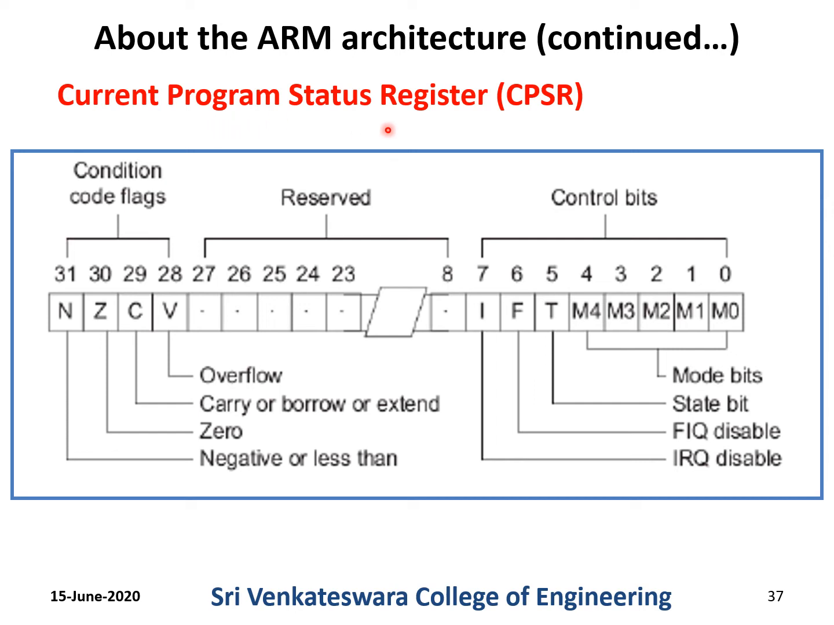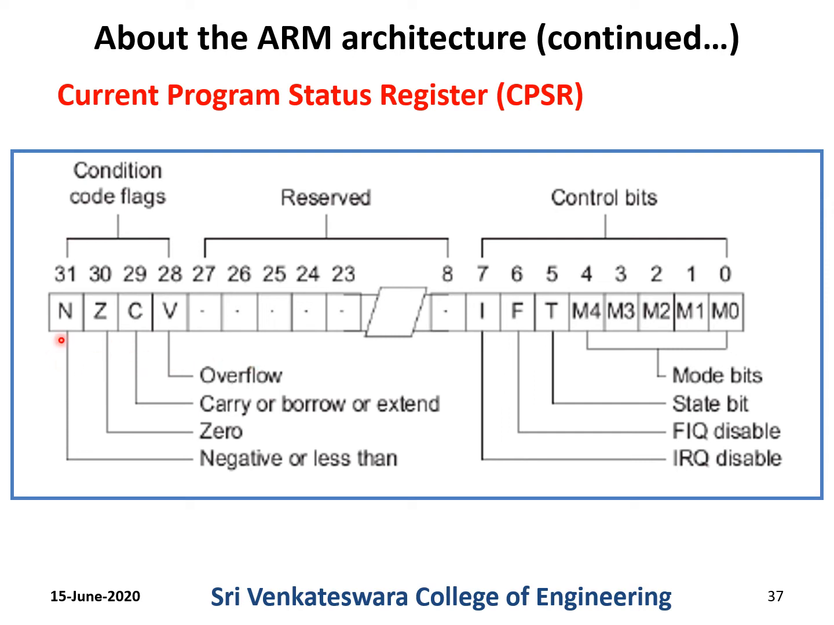Next, here we are seeing the current program status register, the CPSR register. This is a 32-bit register. All the registers in ARM processors are 32 bits in size. This register is nothing but a flag register. For an ARM processor, it is called CPSR.